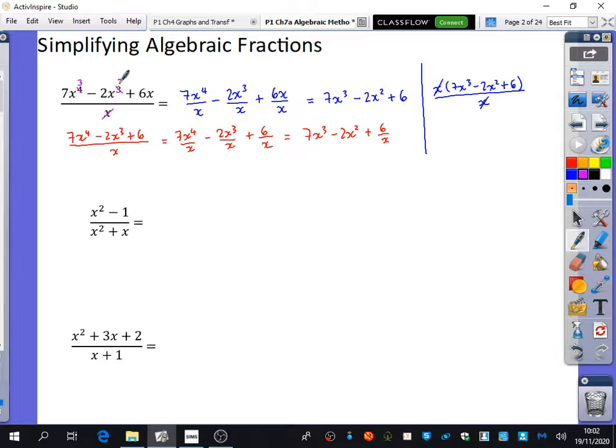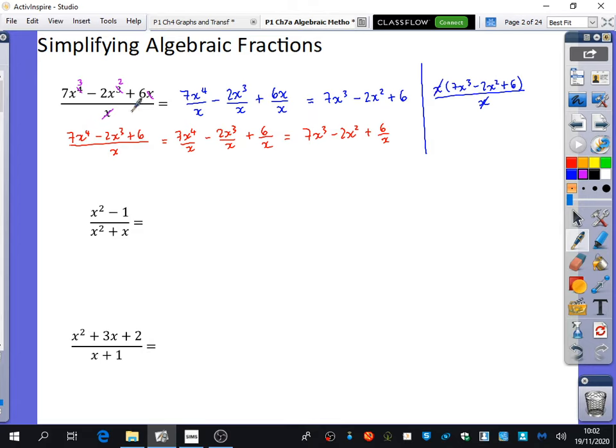I could change the 3 to a 2 because I'm dividing by x. And I could get rid of the x like this, so that you can see you're left with 7x cubed minus 2x squared plus 6. So there's a few different ways of thinking about that. I would say the way that you're most likely to look at it is probably the first one that I did here in blue. This is probably the second most likely way.